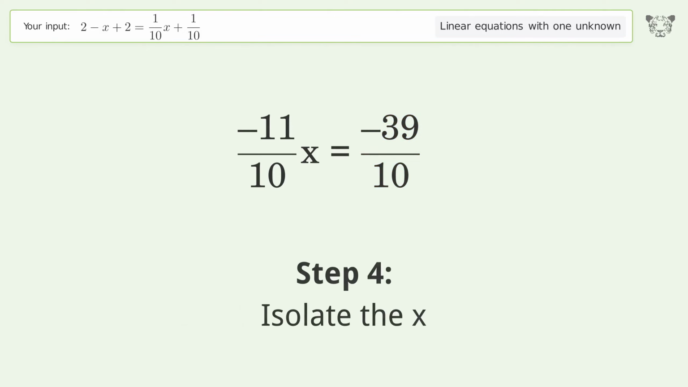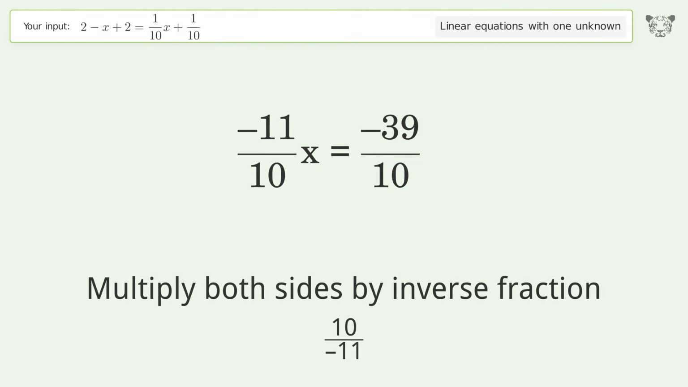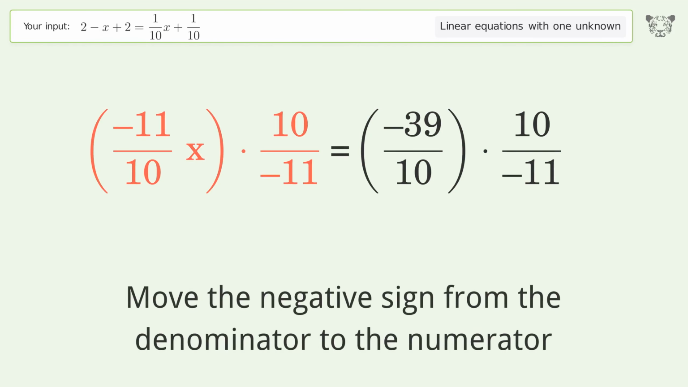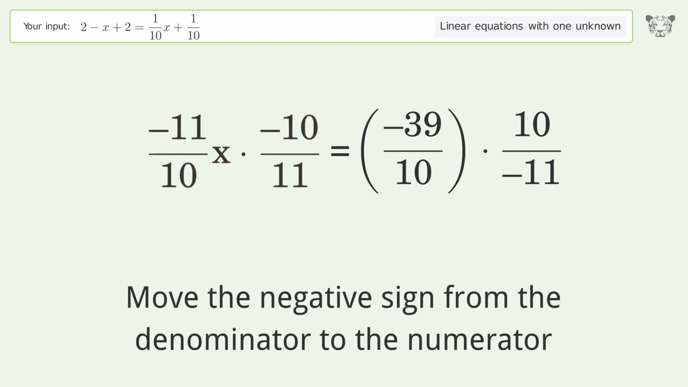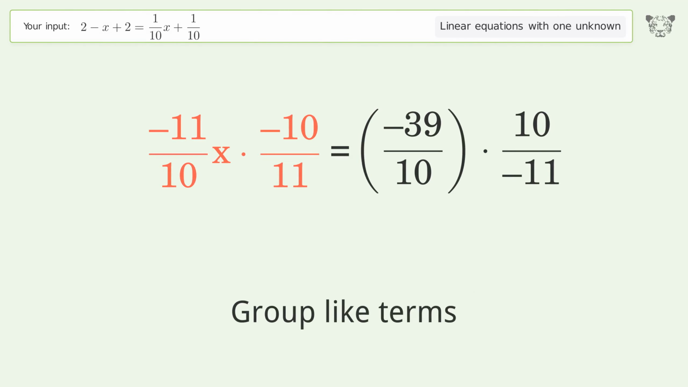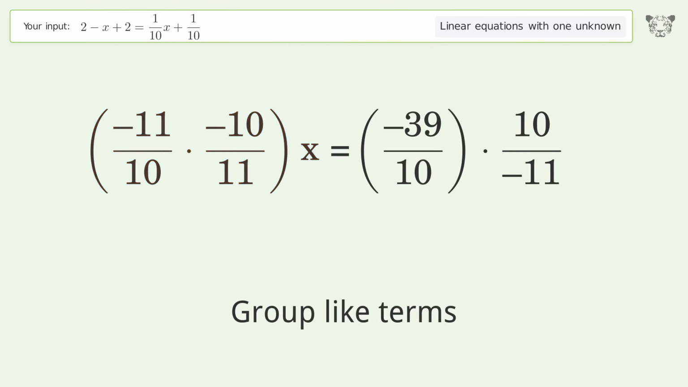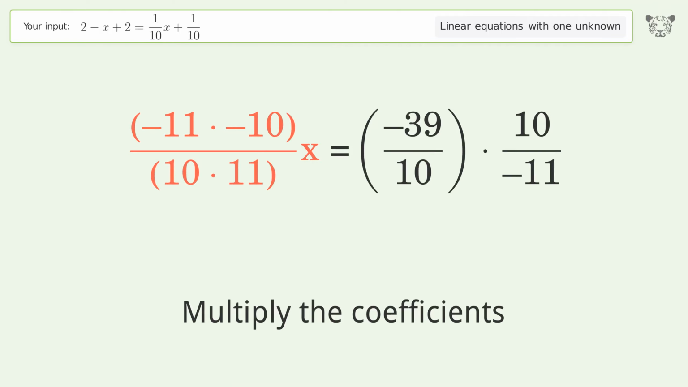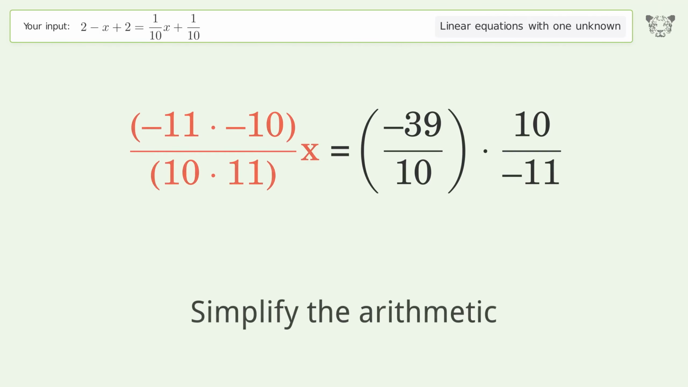Isolate the x. Multiply both sides by inverse fraction 10/11. Move the negative sign from the denominator to the numerator. Group like terms. Multiply the coefficients. Simplify the arithmetic.